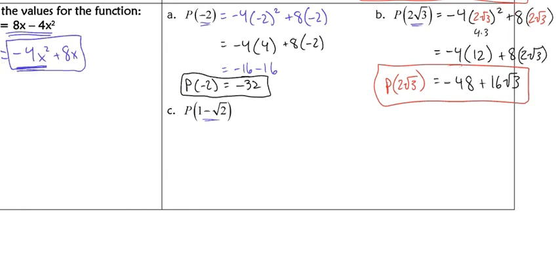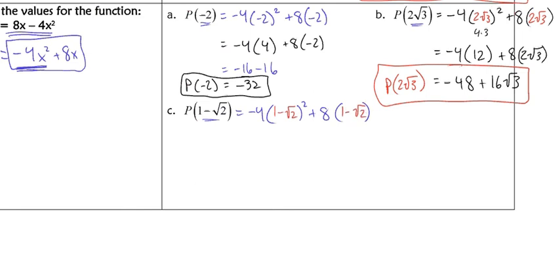All right, and last one here. So p of 1 minus root 2 is equal to -4 times something squared plus 8 times that same something. That's just generically how you would figure out the value of your function. And now we're plugging in the value given to us: 1 minus the square root of 2 and 1 minus the square root of 2.